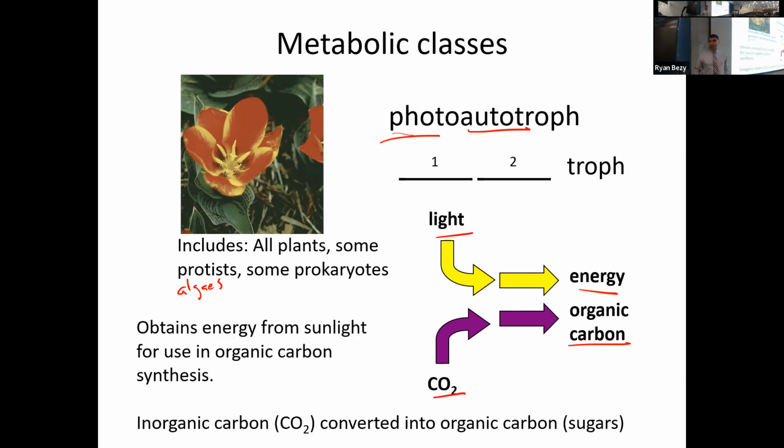And what these guys are doing is they obtain energy from sunlight. And then they use that energy in what is called organic carbon synthesis. They will take inorganic carbon, carbon dioxide gas. They use the energy that they harvested from sunlight to then convert that into organic carbon like sugars. And again, this is really where we're talking about this process right here, up and down. Both of these are really talking about photosynthesis, typically then.